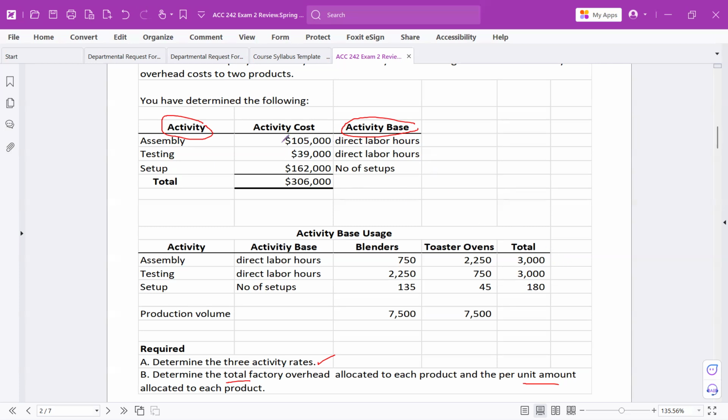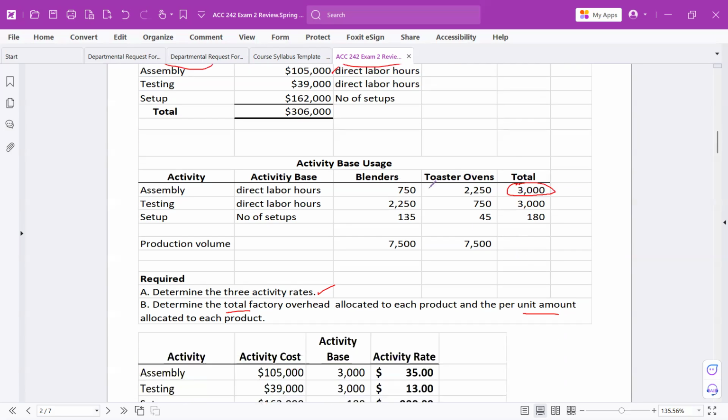For example, assembly has a cost of $105,000 and we're using direct labor hours. So assembly is the activity, and we're using direct labor hours. We want all the hours, not just the hours for blenders or the hours for toaster ovens. We want all of the hours. So the way we get a rate is by taking that $105,000 divided by the 3,000 labor hours, which gives us our activity rate.